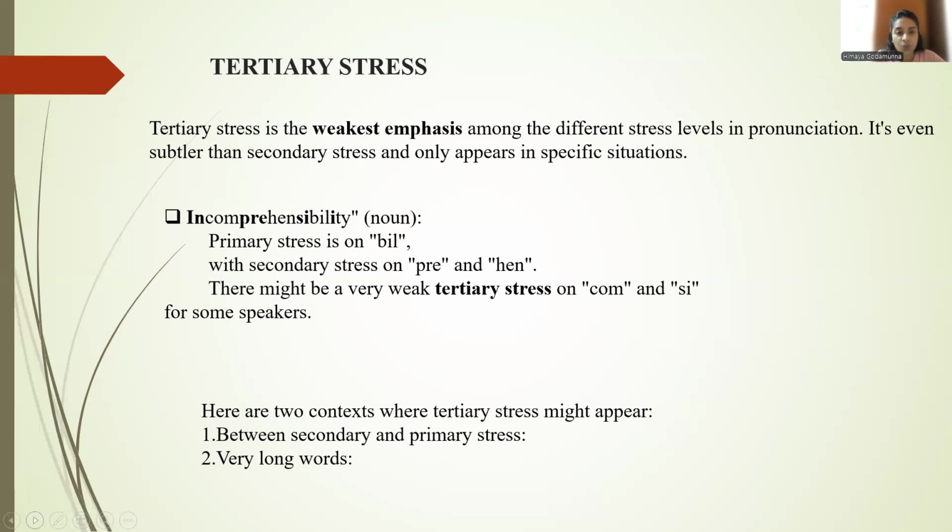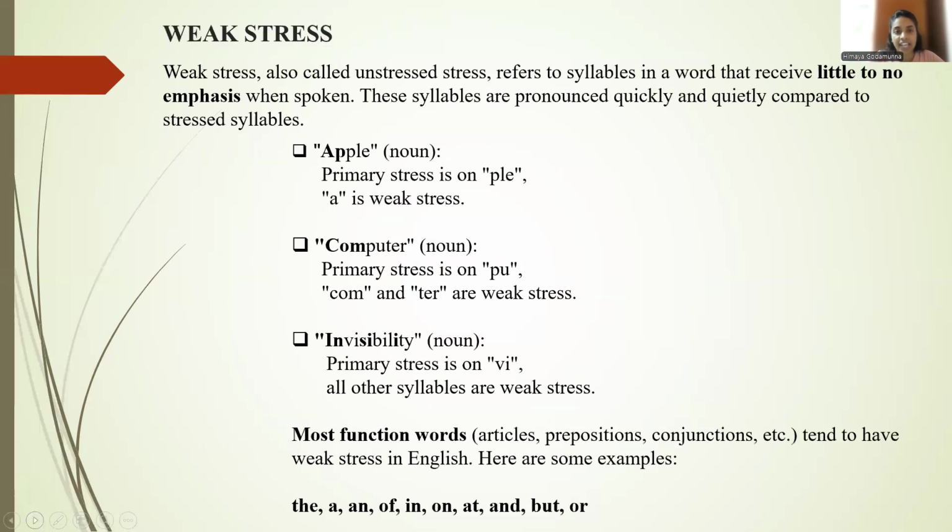So here are two contexts where tertiary stress might appear: between secondary and primary stress, and in very long words. Now, let's move to the next slide. Weak stress. Weak stress, also called unstressed syllables, refers to syllables that receive little to no emphasis when spoken. So these syllables are pronounced quickly and also quietly compared to the stressed syllables.